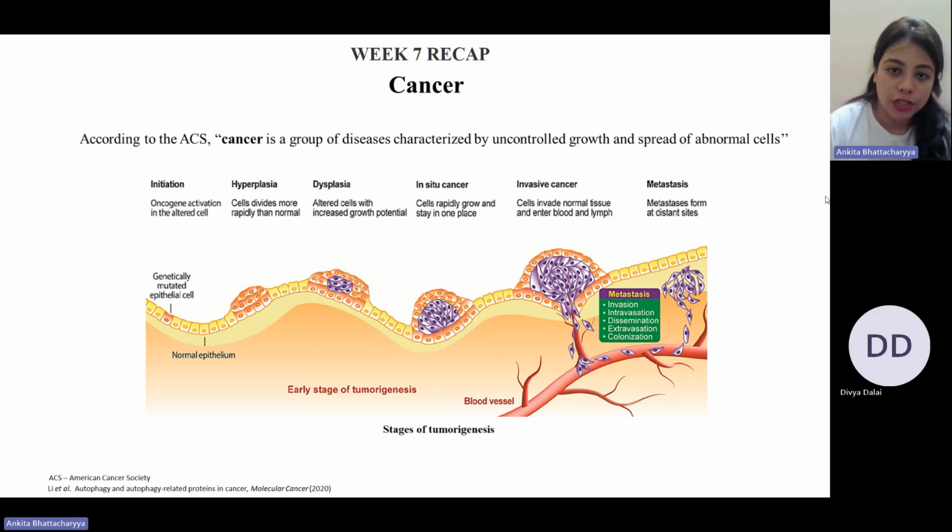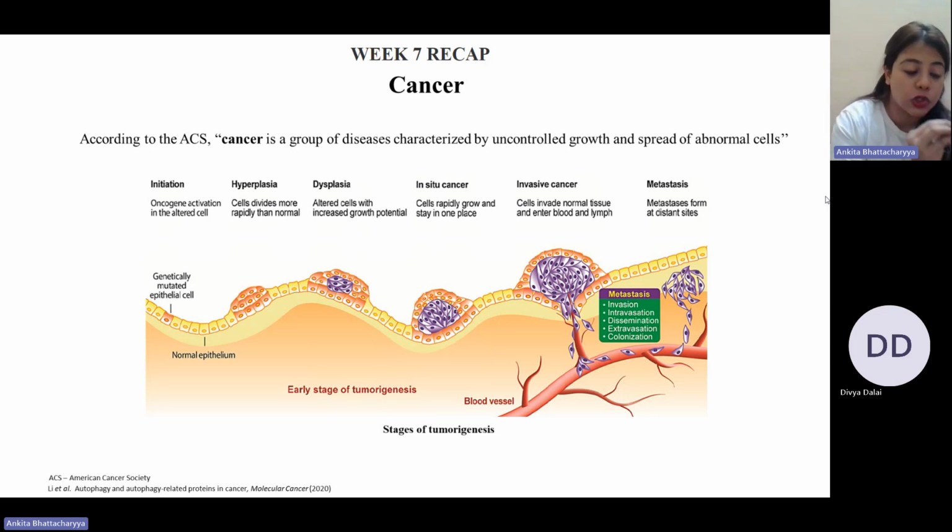What is the key feature by which it is characterized? There is uncontrolled growth of cells. That is, cells which are not supposed to grow are growing and growing uncontrollably. And they are spreading to different sites, which is what is understood by the process of metastasis.